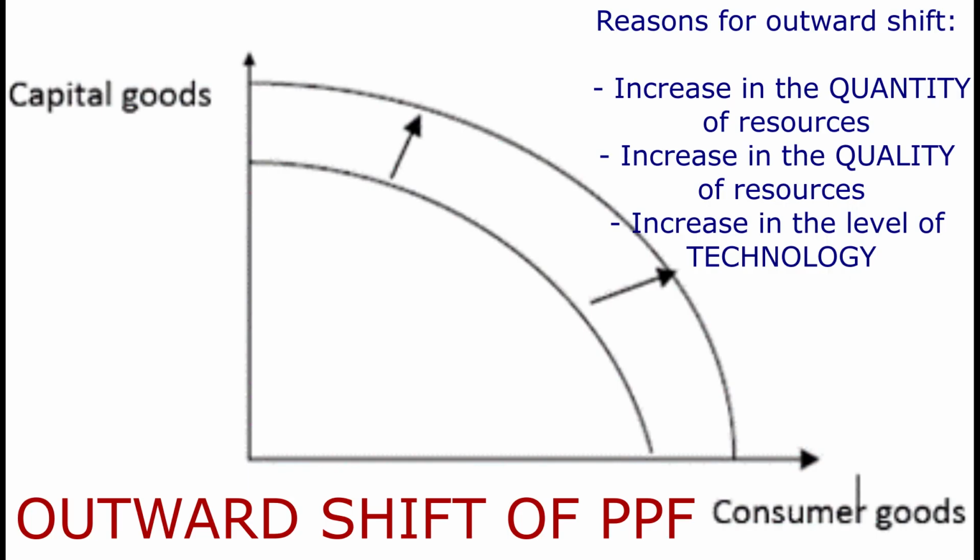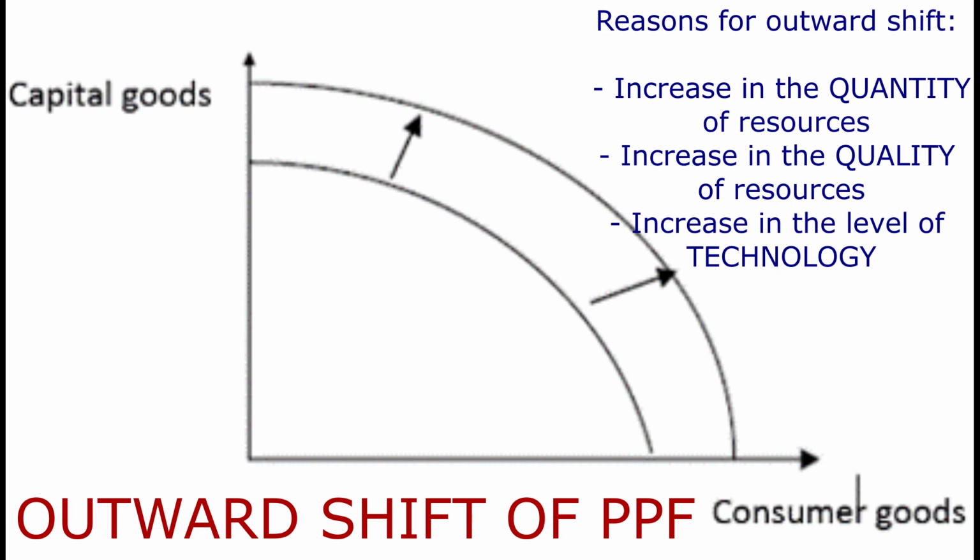So some of you would have asked by now, what happens if there is a change in the number of resources given? When this happens, the PPF can shift, of course. Now it can shift outwards, it can shift inwards. Now let's look first at the outward shift of the PPF.